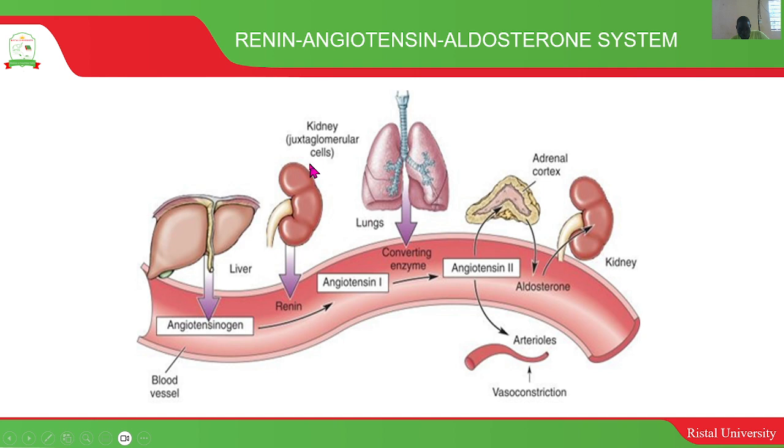Then the juxtaglomerular cells in the kidney produce an enzyme we call renin. This renin's work is to activate the prohormone, the inactive form of angiotensinogen, into what we call angiotensin 1. Then angiotensin 1 needs another enzyme that is produced from the lungs, called angiotensin converting enzyme, ACE. This angiotensin converting enzyme acts on angiotensin 1 and converts it into angiotensin 2.